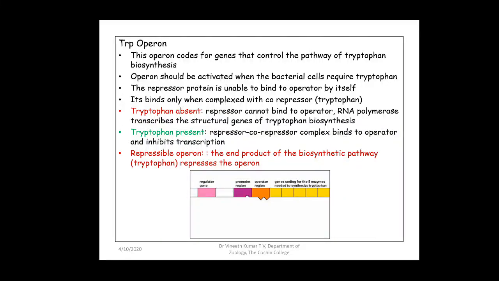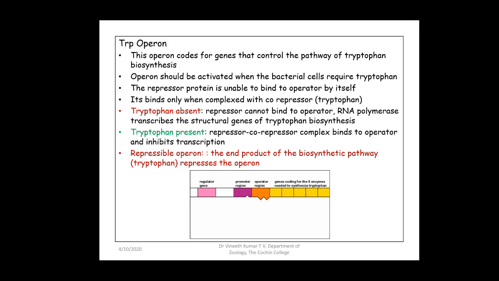Welcome back. We are starting with the tryptophan operon. The first one was the metabolism of lactose. Here we are going to see an operon which helps in the synthesis of tryptophan inside the cell. That means the enzymes or genes discussed here in the operon cause the synthesis of tryptophan.